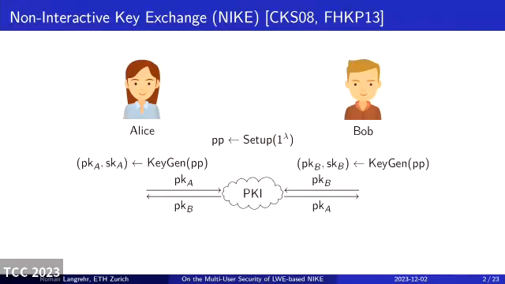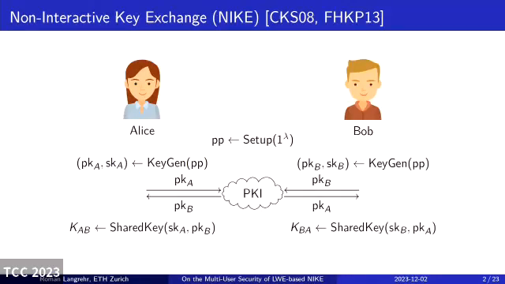Let me start with a brief recap of what non-interactive key exchange, or for short NIKE, is. It's a cryptographic primitive that allows any pair of users to obtain a common shared secret key using a public key infrastructure. In more detail, we have a setup algorithm that outputs public parameters, which can be used by every user to generate its public and secret key pair. Then any pair of users, for example Alice and Bob, can do the following: Alice uses her secret key and Bob's public key to compute the shared key, and Bob uses his secret key and Alice's public key to compute it, and they should be the same.